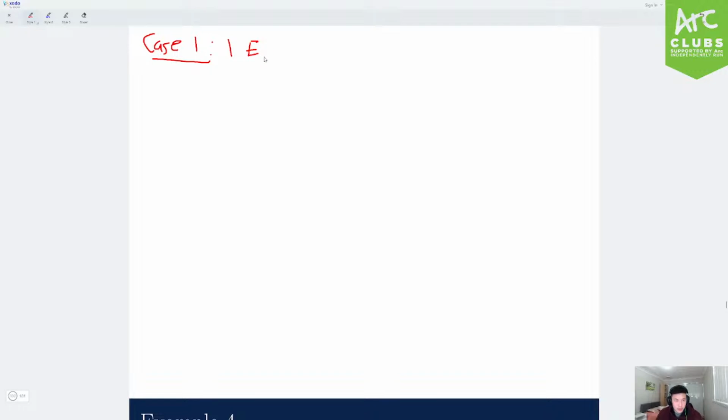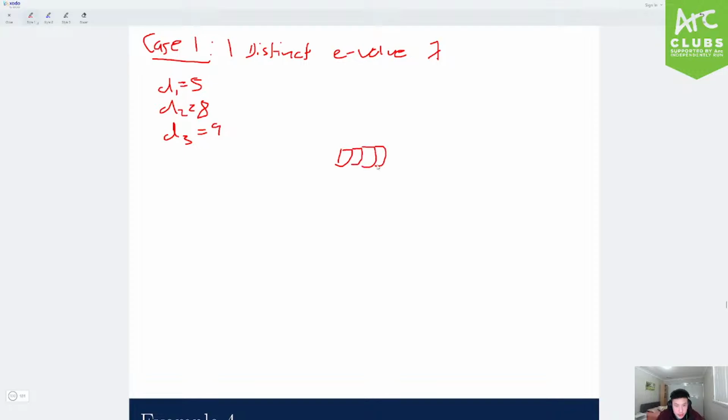I should say one distinct eigenvalue. If we only have one distinct eigenvalue, that's going to be our eigenvalue lambda that the question gave us. So if we draw out the Jordan blocks, we know d1 was equal to 5, d2 was equal to 8, and d3 was equal to 9. That was what the question gave us. So in our bottom row, we have 5 blocks here.